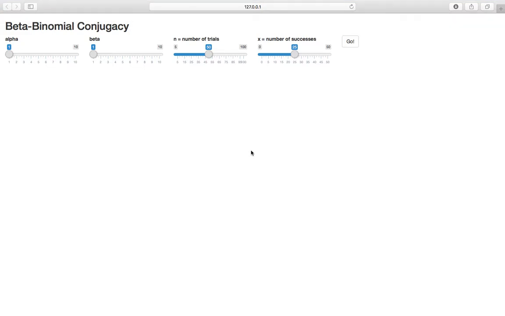This application explores the beta-binomial conjugacy relationship. So this book is largely focused on theoretical probability. We don't delve too much into applied statistics, but we do here because it's an interesting result of the beta distribution. And this is a really sort of first step into Bayesian statistics.